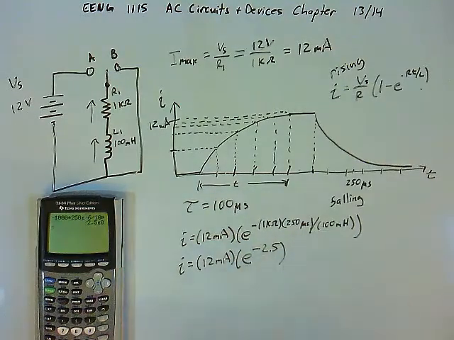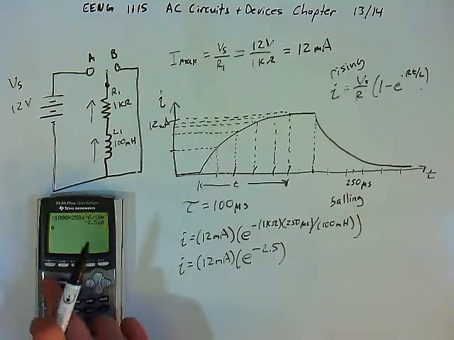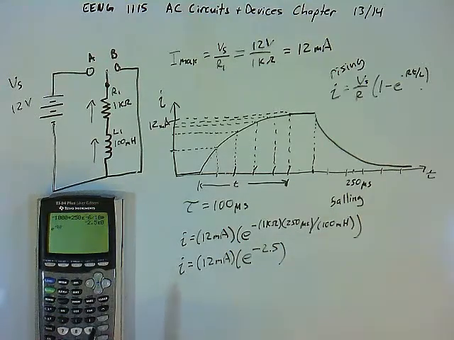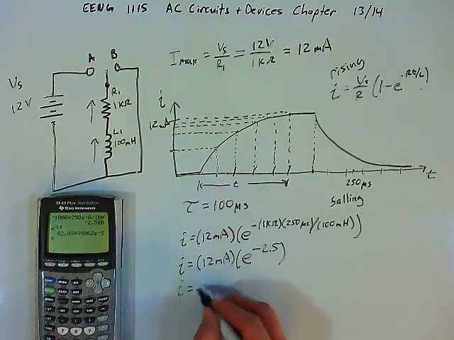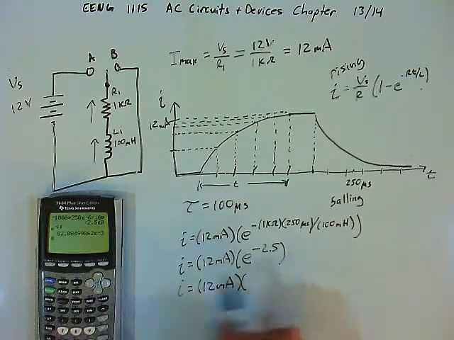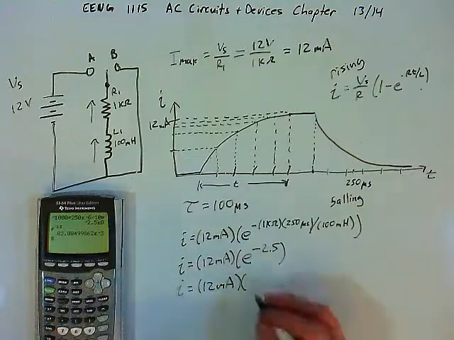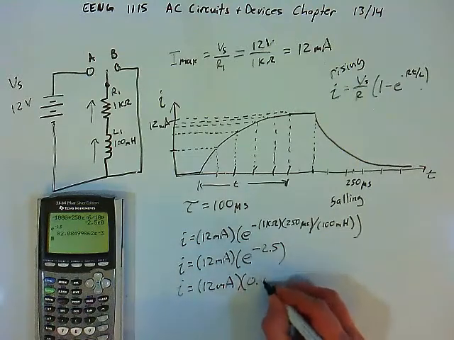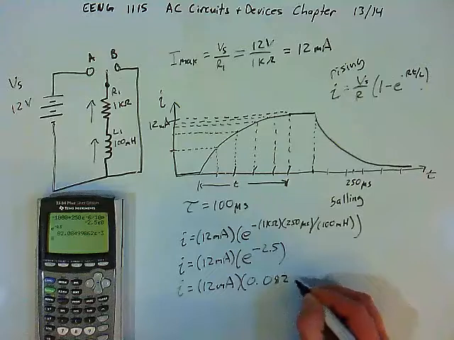So now we'll find e to the negative 2.5 power, e to the negative 2.5, which is 82 milli. So the instantaneous current will be equal to 12 milliamps times, and I'll write this as a decimal rather than in engineering notation, it's going to be 0.0821.